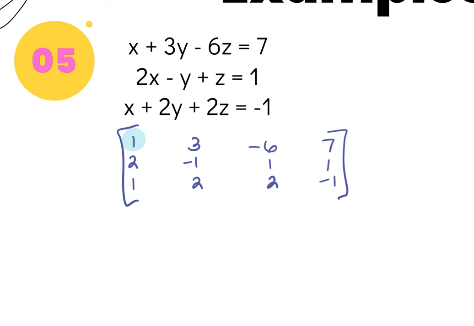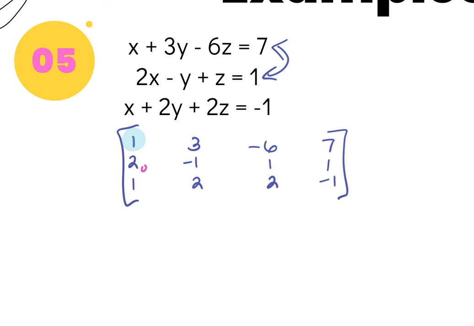If by chance, let's say that these 2 rows were switched and a 2 was in that spot, I would switch them. So if the 2 was in the top row, I would switch row 1 and row 2 or row 1 with row 3. Doesn't matter which one you grab. You just want a 1 there, okay? But that's already done for us.